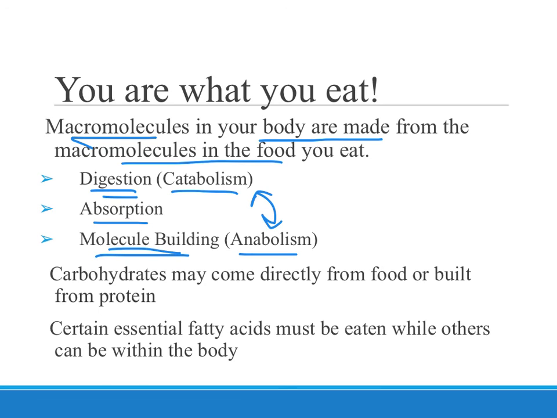The carbohydrates that you need in your body can come directly from food, or they can be built from protein. So you actually don't have to eat any carbohydrate. As long as you're eating enough protein, you can make all the carbohydrates you need for the DNA and the RNA nucleic acid sugars, or for glycoproteins in your cells. But generally, we are eating carbohydrates because we like the foods that contain them.